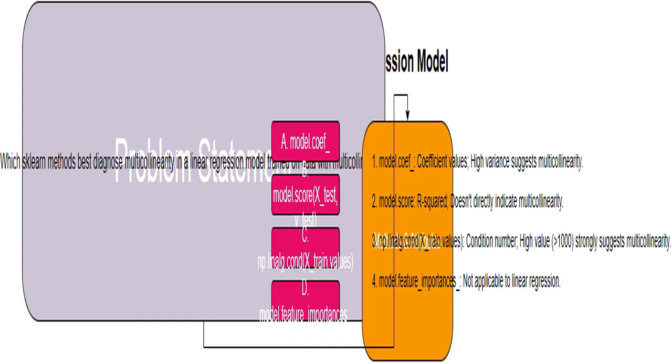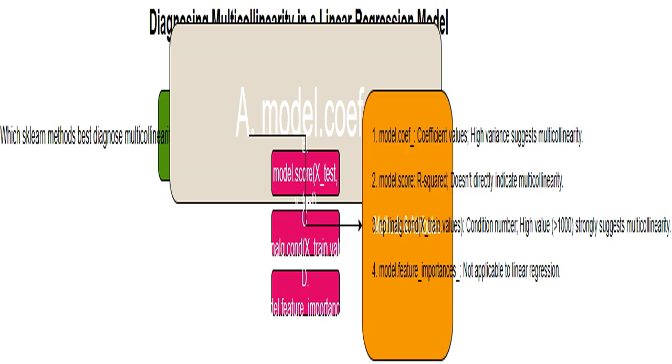I'm analyzing a linear regression model's performance, and the data has multicollinearity, high correlation between features. I need to find the best way to spot problems caused by this multicollinearity using Sklearn tools. This shows the model's coefficients, the numbers that multiply each feature. Large differences in these values, or values that contradict what I expect, could signal multicollinearity. It's not a direct measure, but it gives me clues.